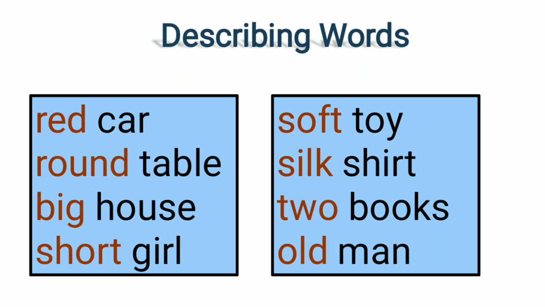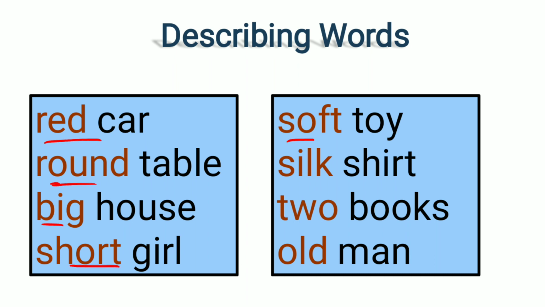Red car. How is the car? Red. So red is the describing word. Round table. So table is the naming word. How is the table? Round. So round is the describing word. Big house. How is the house? Big. So big is the describing word. Short girl. We are describing the girl as short. So short is the describing word.